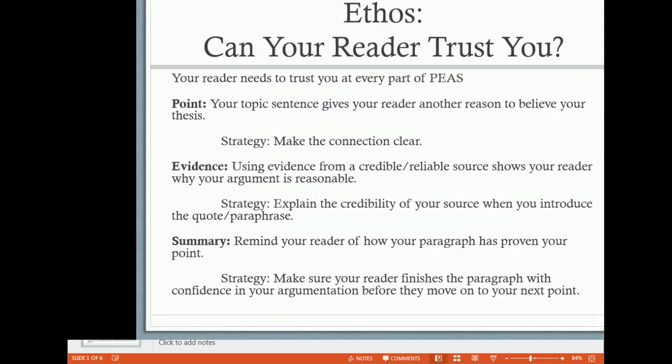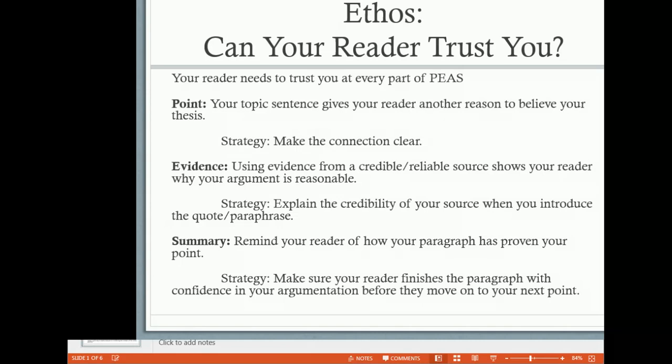So ethos is essentially, can your reader trust you? And we have been talking about various ways to do that in the last couple of weeks, but I wanted to take a second to put forward this idea that the reader really needs to trust you at every part of your essay.